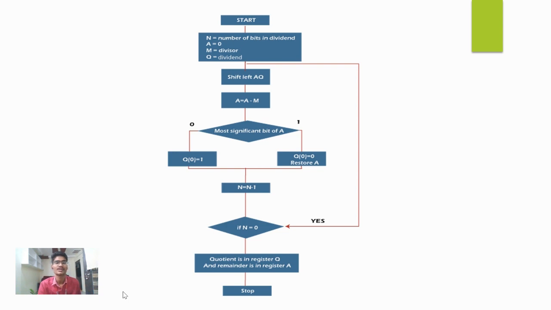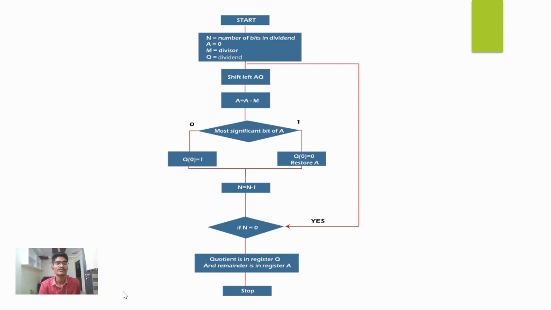And then we check the value of A. If the sign of A is 0, then Q0 is set to 1, which means the starting position of Q is replaced with 1, as it is empty after the left shift. And if the sign of A is 1, then Q0 is set to 0, and the value of A is restored by performing A plus M.